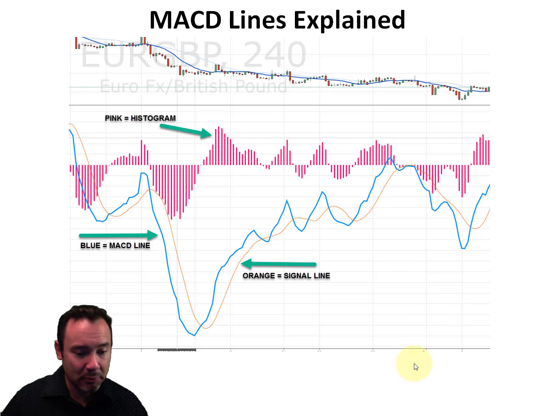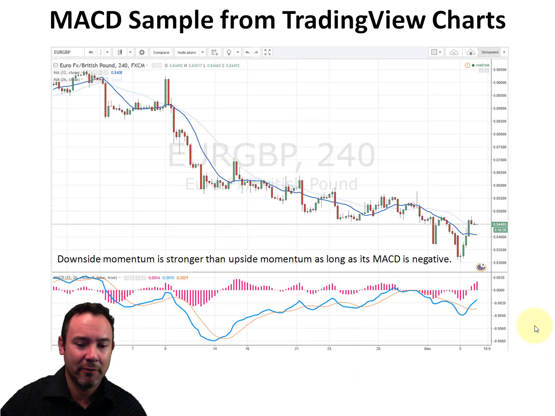So again, I know this is a little bit confusing. A lot of traders use MACD. It's probably one of the most, if not the most, common indicator oscillators on the market that we've used for years. But sometimes it's a little tricky to learn how to use it and what it really means. So that's why I put this together for you.